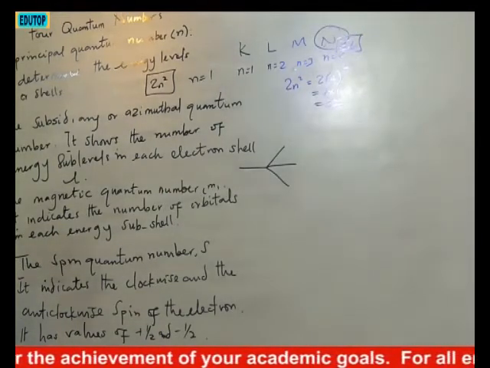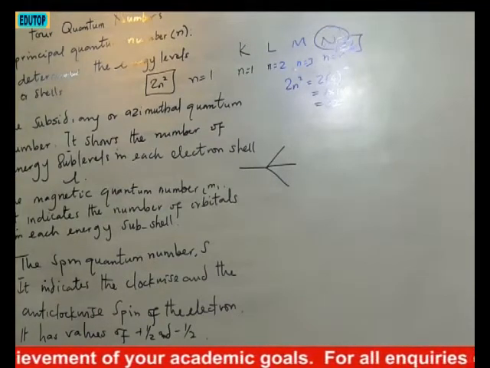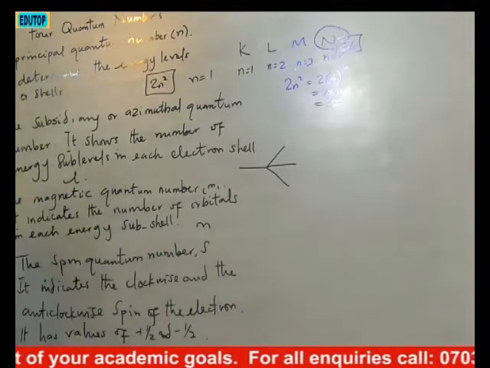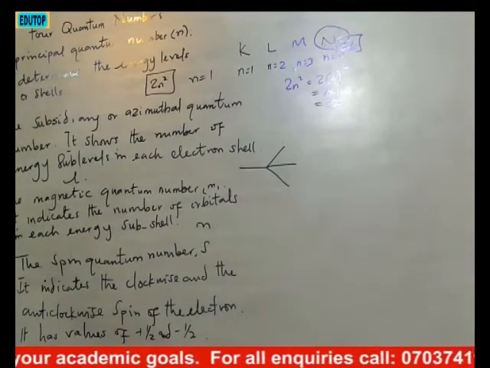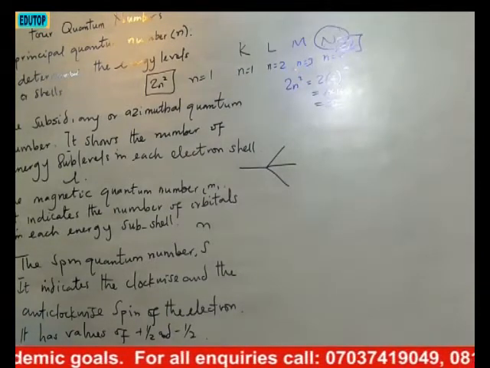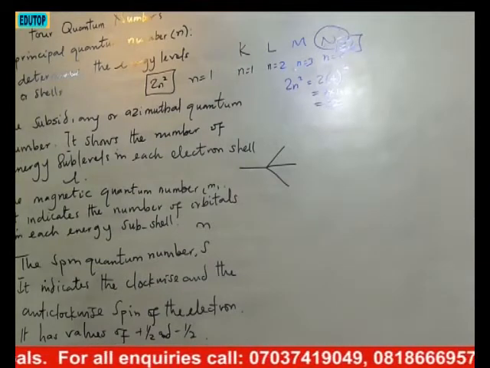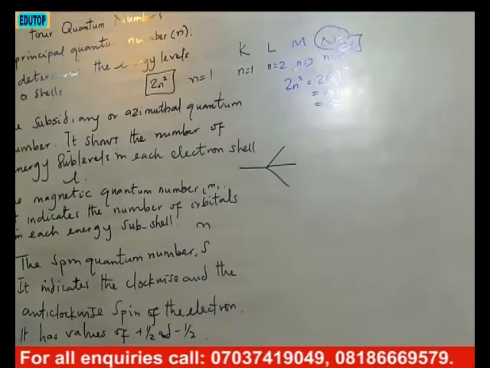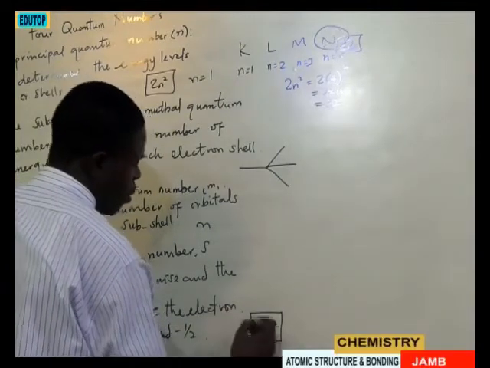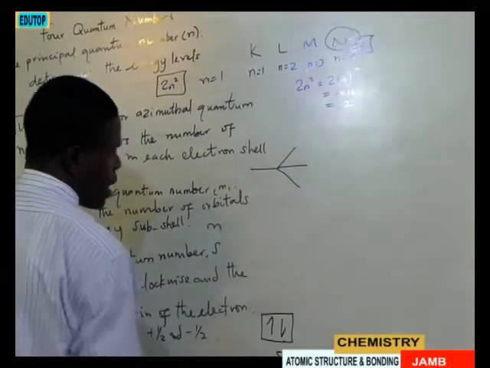Then the last one, which is the what? The spin quantum number, S. The magnetic is denoted by M. This one is denoted by L. The spin quantum number indicates the clockwise and the anti-clockwise spin of the electron. So it has values of plus half, minus half, just as it is justified in a shell of, let's say, s, where one electron will spin up and the other one will spin down.